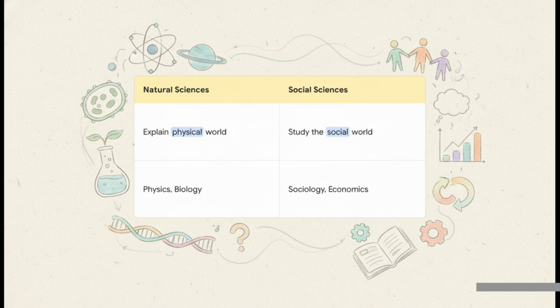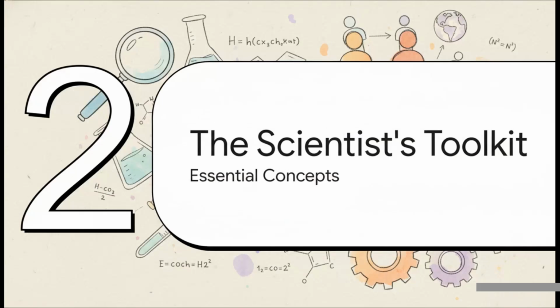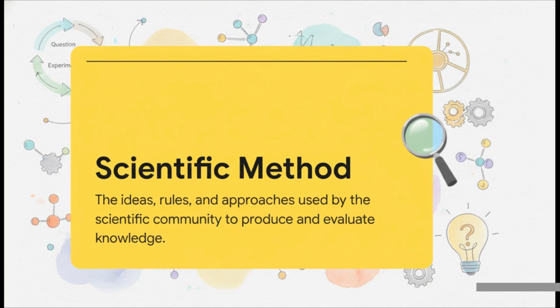And then we have social sciences, which are very different from natural sciences. Instead of studying nature, they study human behavior in society. For example, sociology studies how people interact. Economics studies how resources and money move in a society, which is sometimes harder to predict than physics because humans are just complicated. And although these two fields are very different from each other, they still share a common denominator, which is the structured way of discovering knowledge.